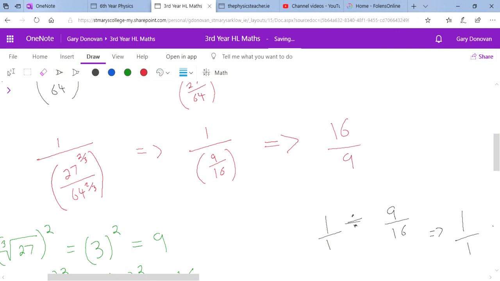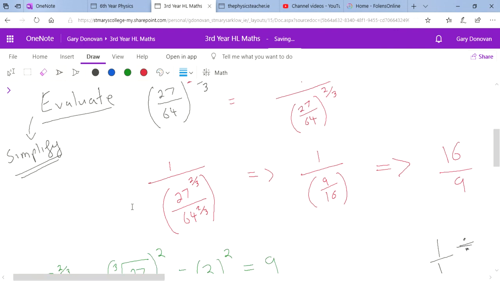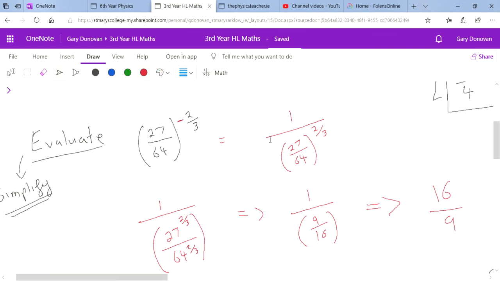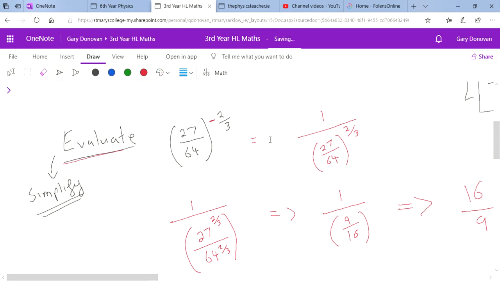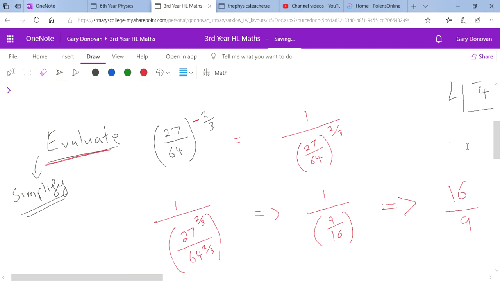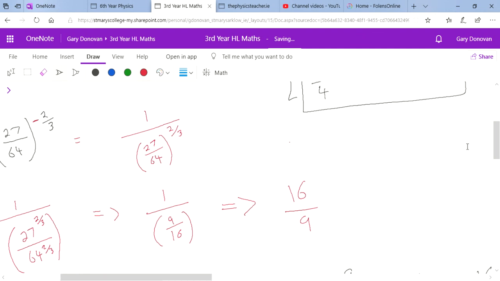So you could have just gone straight at the very start and typed this into your calculator and you would have got the same answer. But if they ask you to evaluate it, they're not checking can you use your calculator, they're checking can you use the rules to simplify it down. So it's really important you show all those steps and you show your workings.